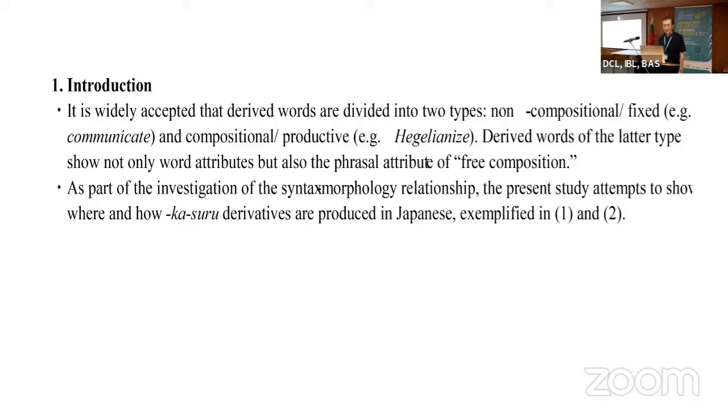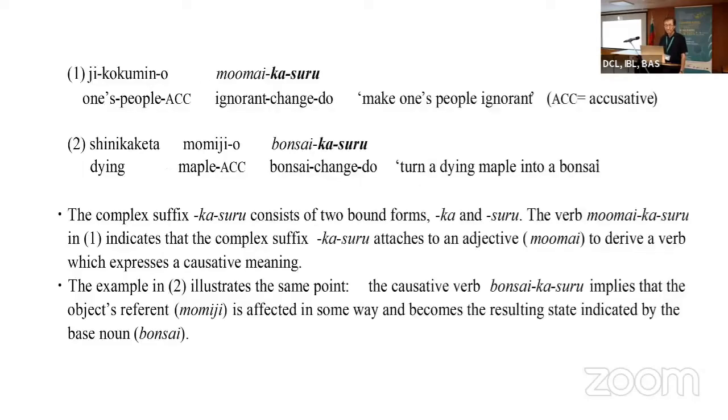Section 1, Introduction. It is widely accepted that derived words are divided into two types: non-compositional, fixed, for example, communicate, and compositional, productive, for example, Hegelianize. Derived words of the latter type show not only word attributes, but also the phrase attribute of free composition. As part of the investigation of the syntax morphology relationship, the present study attempts to show where and how Kasuru derivatives are produced in Japanese, exemplified in 1 and 2.